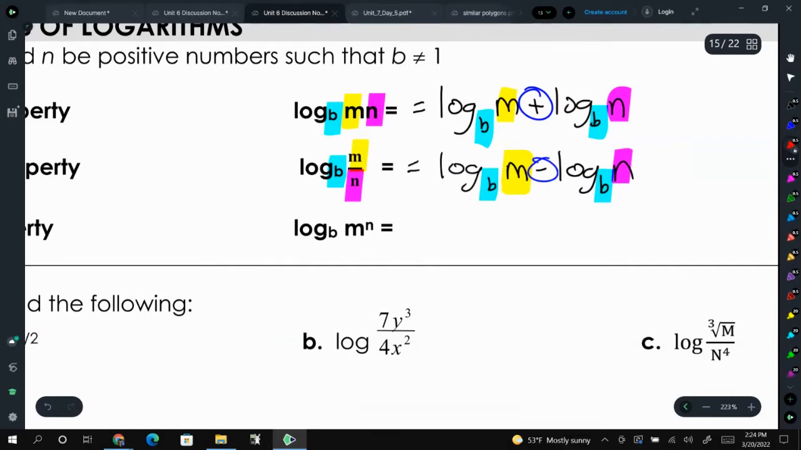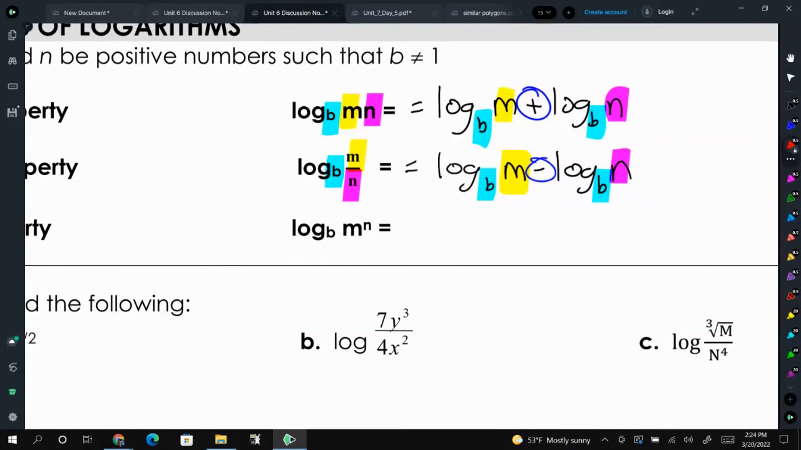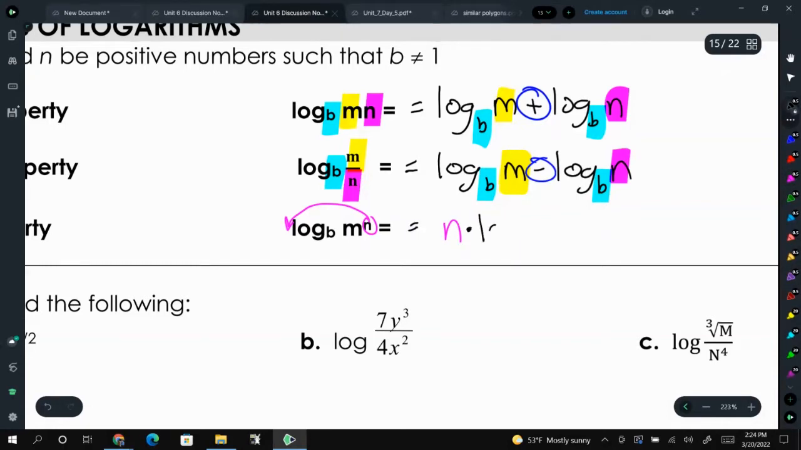Then the last one is the power property. So we have log base b of m raised to the n power. What happens here is that n, that exponent, actually comes out in front as a coefficient. So this is going to be n times log base b of m.